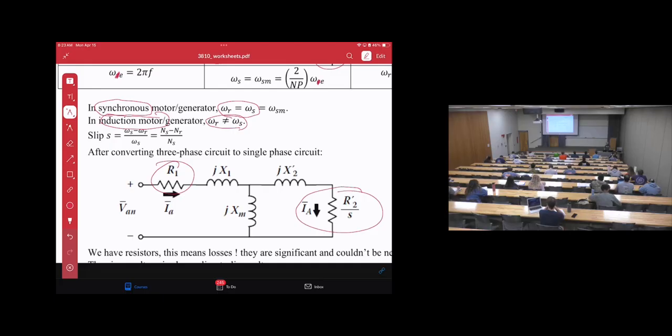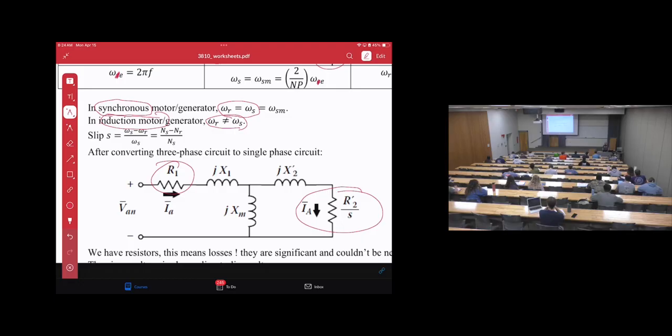Since we have R1 and R2, this means we have resistors that cannot be neglected. And wherever we see resistors, there will be losses. As electrical engineers, we don't like losses. Whenever we see the symbol of a resistor, this means there will be losses. And these losses will go as what?